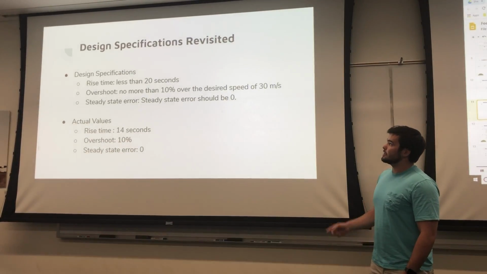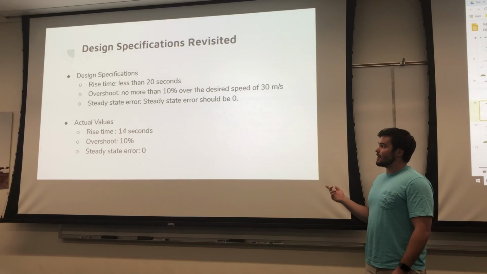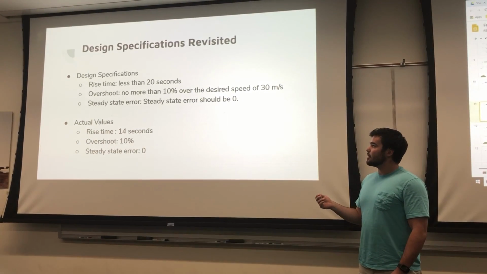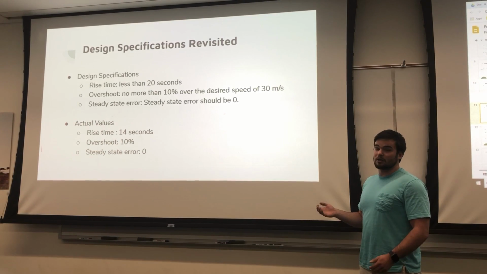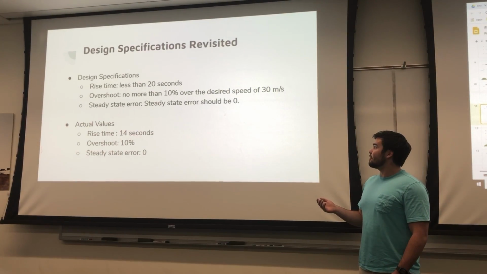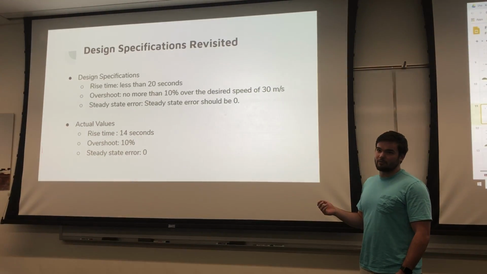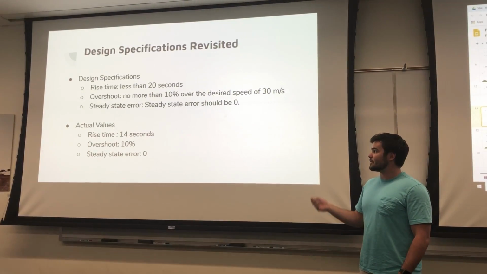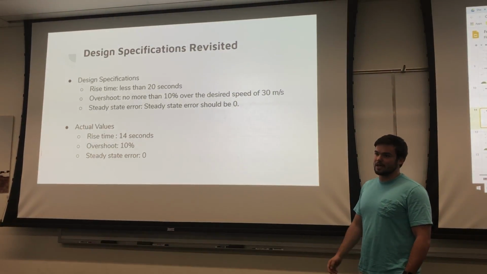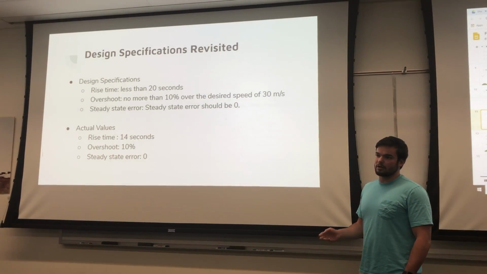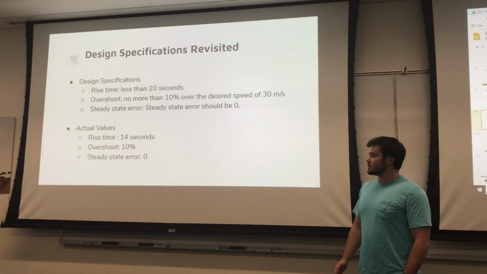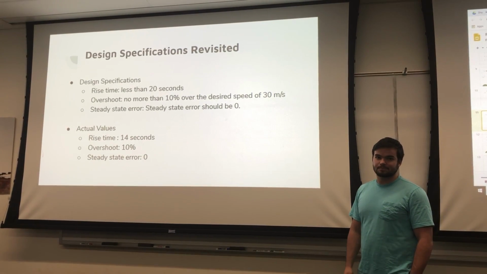If we look back on our design specifications, we met that our rise time is less than 20 seconds. We actually got it down to 14 seconds. Our overshoot ended up being pretty close to 10% over the desired speed of 30 meters per second. We ended up reaching 33.4 meters per second. And our steady state error is 0. As time goes to infinity, the car will go to exactly 30 meters per second. So all of our design specifications were met with our controller.